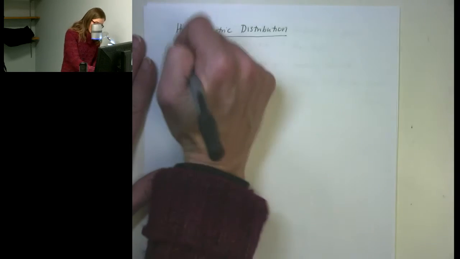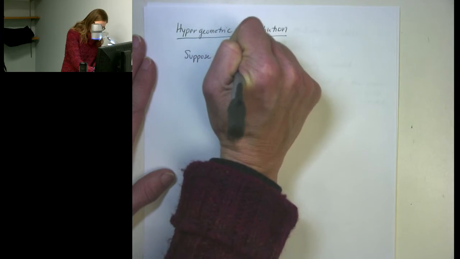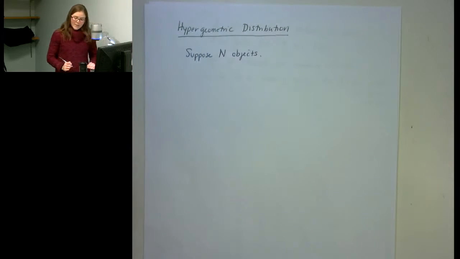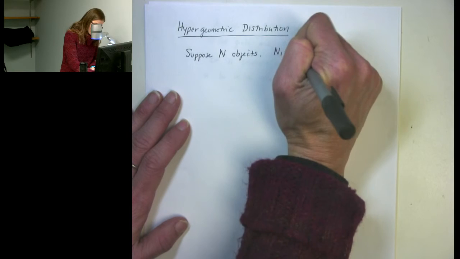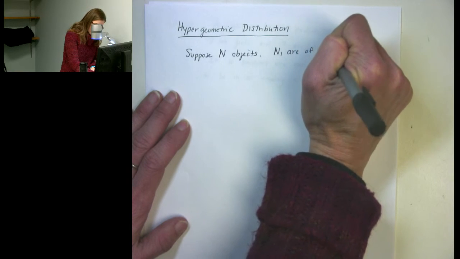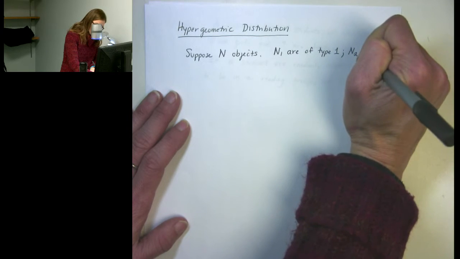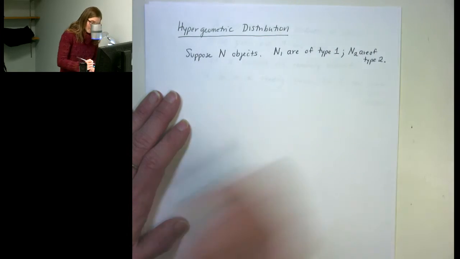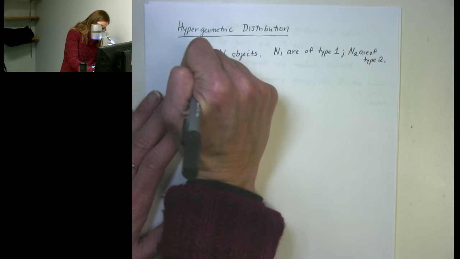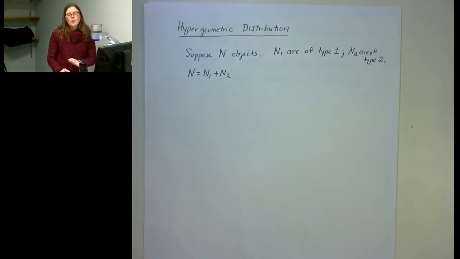So suppose we have N objects, capital N, and that there are two different types. N1 are of type 1, and N2 of the objects are of type 2, such that the total number of objects is the sum of N1 and N2. So each object is of one type or the other.